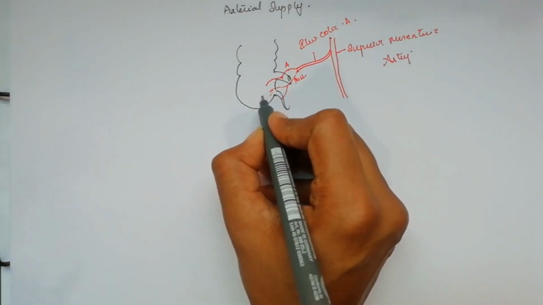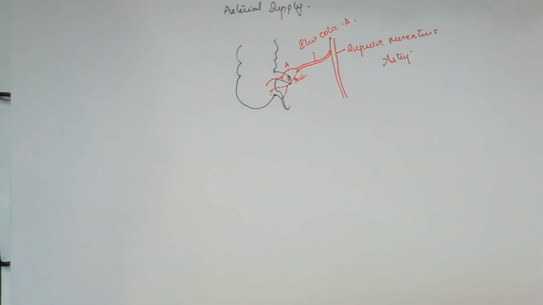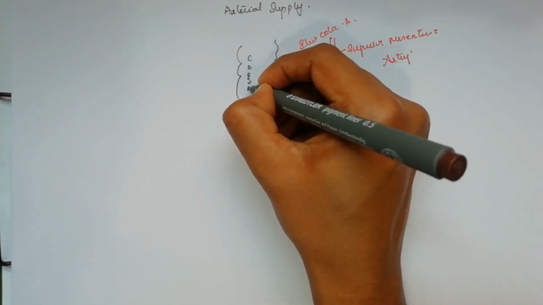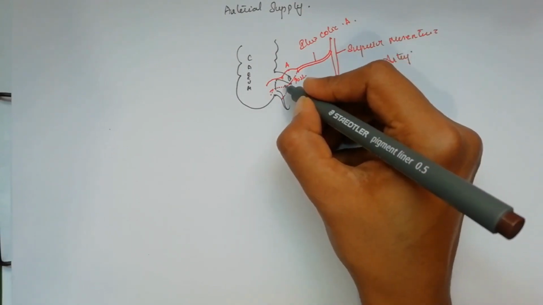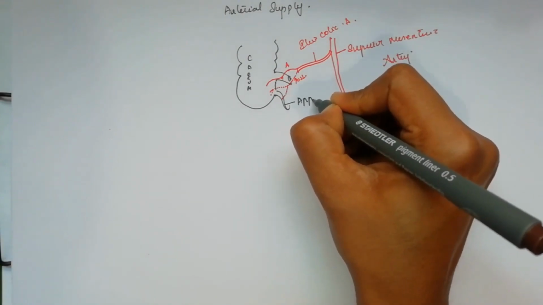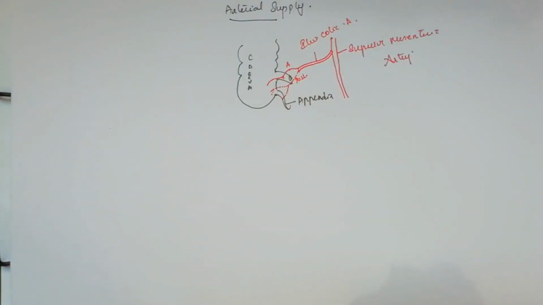The posterior branch will supply the posterior surface of the cecum. Along with that, it is going to supply the appendix also. So this is the cecum. The anterior surface is supplied by the anterior branch, the posterior surface is supplied by the posterior branch. The posterior branch, after supplying the posterior surface, is going to supply the appendix also. So this is about the arterial supply.